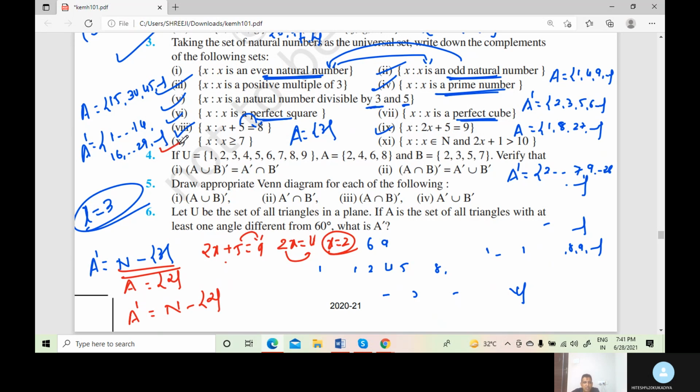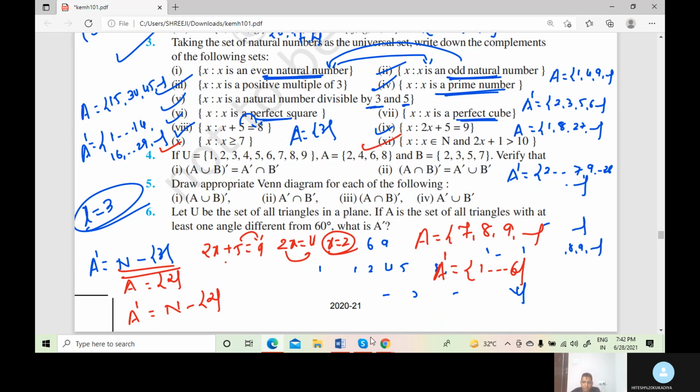Now the 10th question. X such that x is greater than or equal to 7. So set A equals 7, 8, 9, and so on. So its complement is 1 to 6: all the natural numbers minus 7, 8, 9, 10, and so on, so all the remaining natural numbers, 1 to 6. Clear, students? Okay, now we discuss the 11th question.